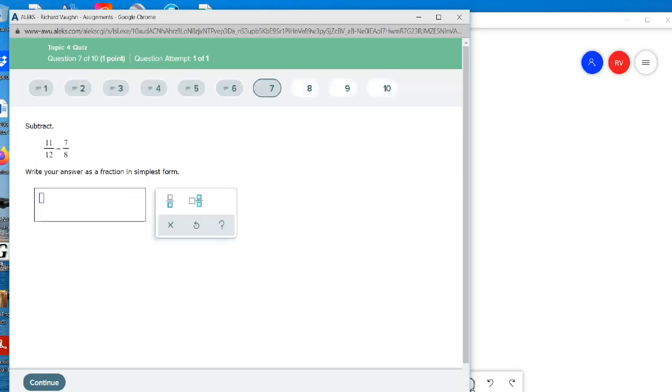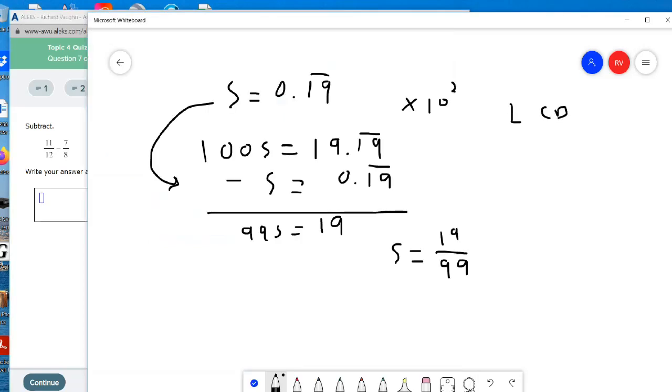Here I'm subtracting fractions. They don't have the same denominator, 12 and 8, so I need to find the least common denominator of 12 and 8, or the least common multiple. Same thing. I could write out the multiples, 8, 16, 24, until I get to the first multiple of 12. Or I could do prime factorization, but the least common multiple is going to be 24.